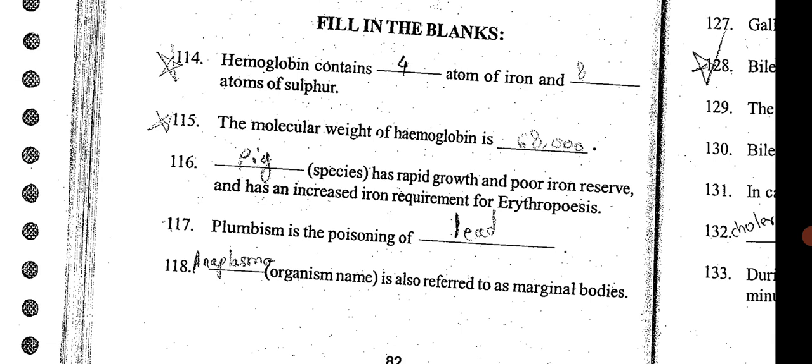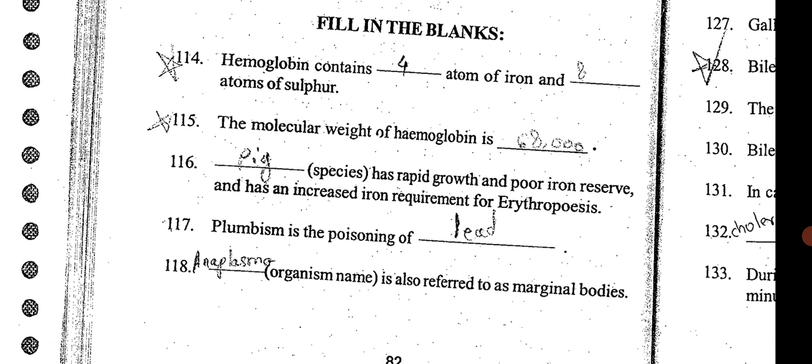The pig has rapid growth and poor iron reserve, and it has increased iron requirement for erythropoiesis. Pigs require the fortification of iron or the external supplementation of iron, whereas ruminants and other animals do not usually require extra supplementation of iron. Rapid growth is also in other animals and ruminants, but pigs have a poor iron reserve, so they require fortification, and iron has to be provided from the diet.